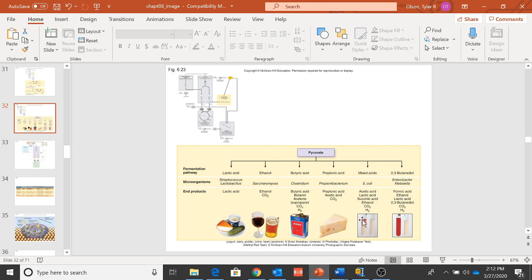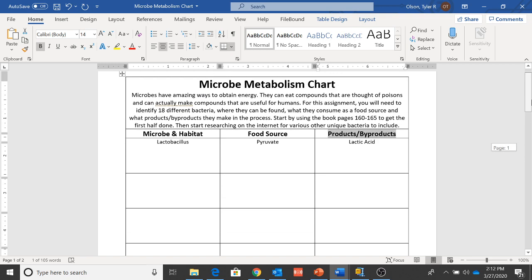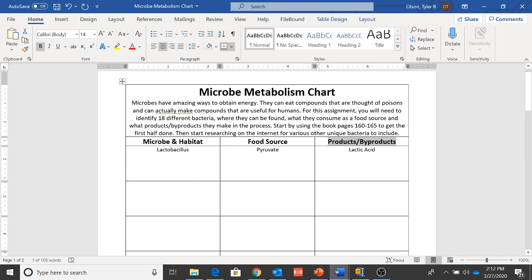So I hope that's helpful. This assignment is really open-ended. My intention was to just give you guys a chance to look at really all the amazing things that bacteria can either eat or produce, and how those things are useful potentially for human beings.